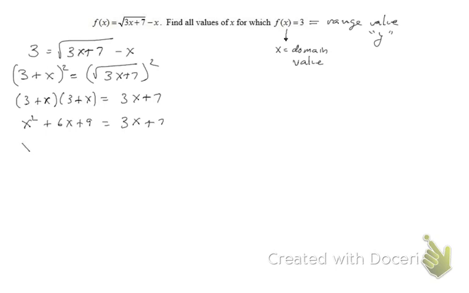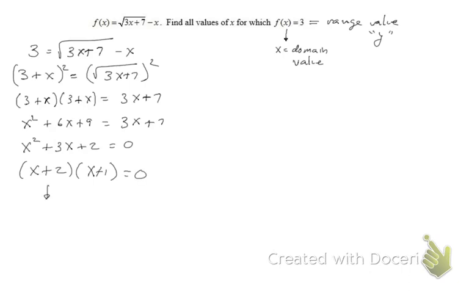From here, this is a quadratic equation, so I want to get equal to 0 on the right-hand side. I'll subtract 3x from both sides. 6x minus 3x is 3x, and I'll subtract 7. 9 minus 7 is 2. And when I look at this, I could use the quadratic formula, but x squared plus 3x plus 2 factors pretty nicely into x plus 2 times x plus 1.